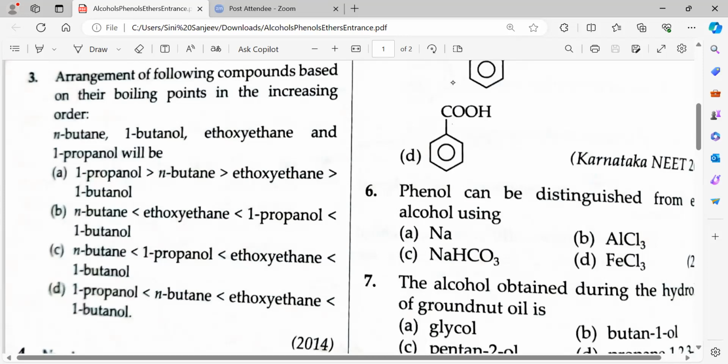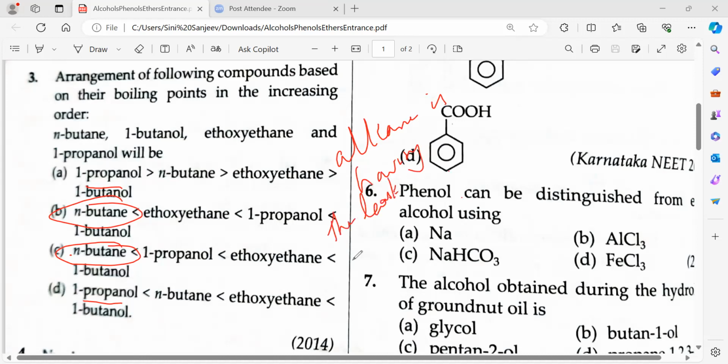First thing is, you can see here, alcohol here, alcohol here. And what is here? N-butane, which is what? An alkane. Correct? So the alkane is having the least boiling point. But you can see here in the first option, N-butane is there in the second. So this is gone. Option 1 is wrong, gone.